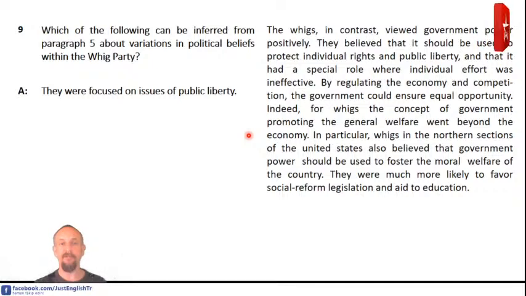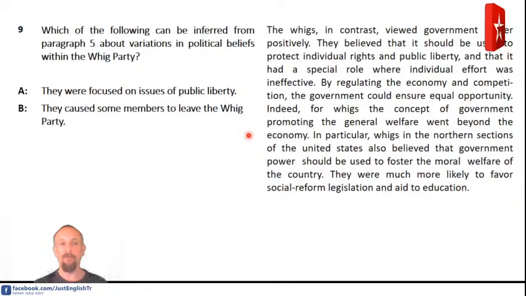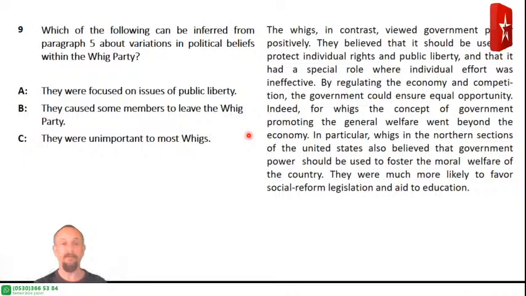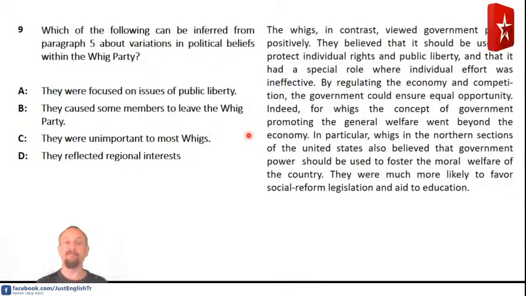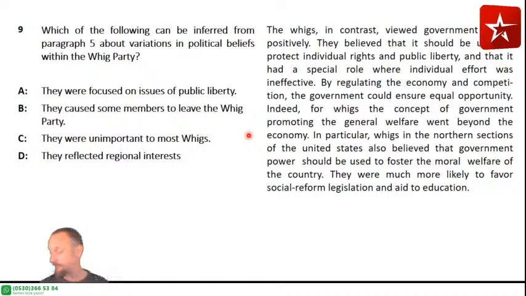They were focused on issues of public liberty. They caused some members to leave the Whig Party. They were unimportant to most Whigs. And they reflected regional interests. This is a difficult question. I'm going to give you a little bit more than a minute this time, actually. I want you to really try hard with this one. It is hard. It's an example of a higher level one. Very, very difficult. I think maybe 7 in 10, maybe 8 in 10 students get this question incorrect.